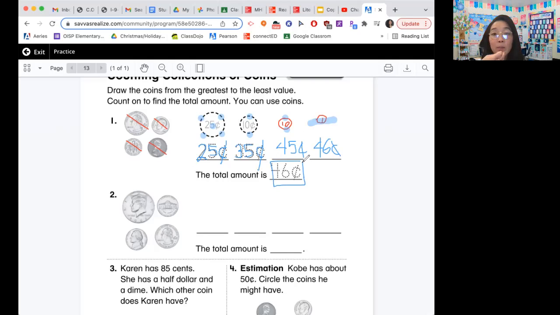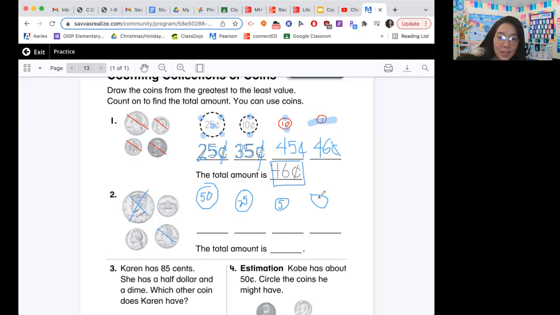Okay, let's try that again both ways. You're going to start off with the biggest one, which is going to be our half dollar. So we would write 50 cents here. Then our next biggest one will be the quarter, and that would be 25 cents. And then we have 2 nickels worth 5 cents each.